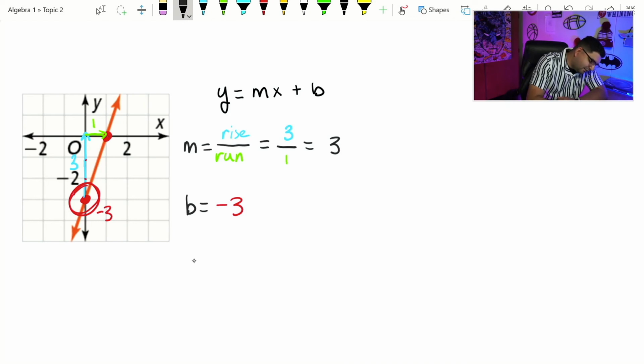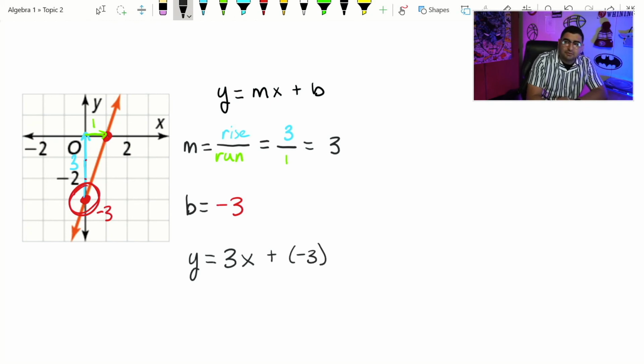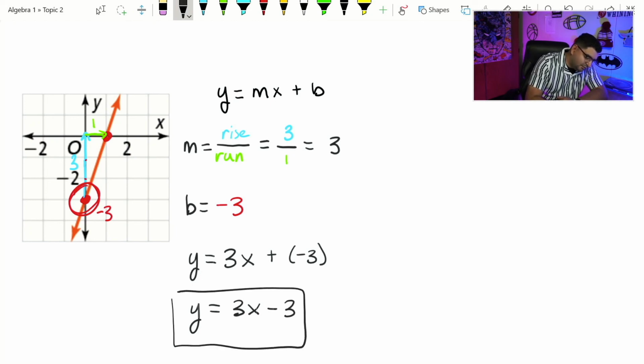Now if we plug this into our formula, we get y equals, remember m, our slope, was just 3, so 3x, plus our intercept, which is -3. However, I don't like putting a plus sign next to a negative sign, so what we actually write is y = 3x - 3. Instead of saying plus -3, that's the same as subtracting 3. And this would be our equation for the line.